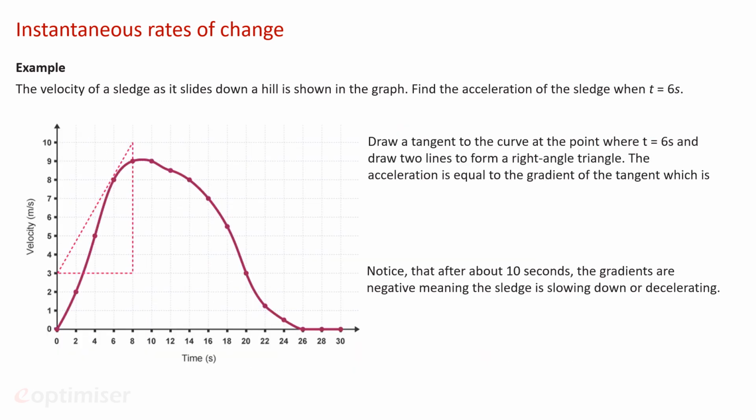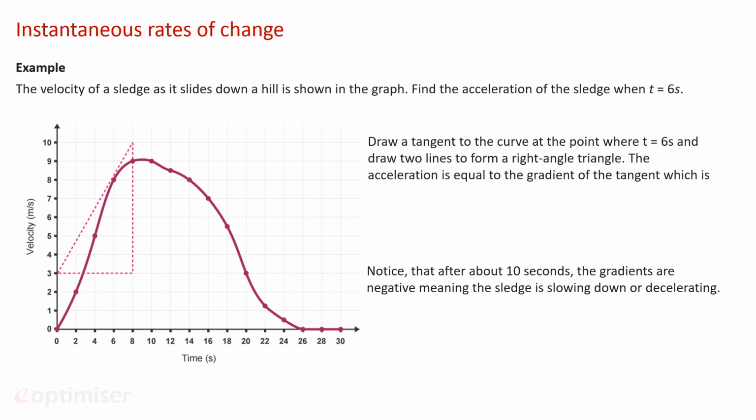So this is another graph. Here the y-axis is the velocity and the x-axis is the time. The velocity of the sledge as it slides down a hill is shown in the graph. Find the acceleration of the sledge when t is equal to 6 seconds. At t equal to 6 seconds, you have to draw a tangent to that point, and you need to find the rate of change.